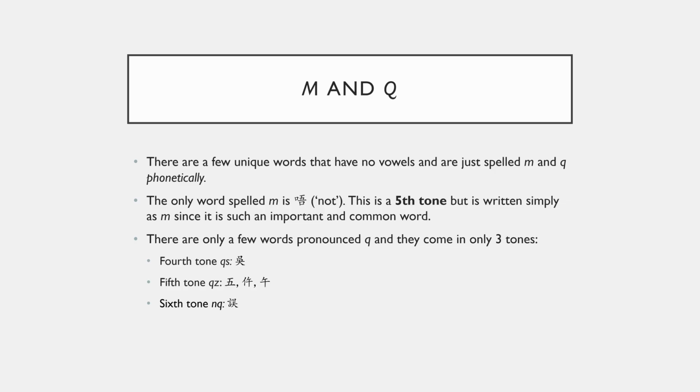So technically we could write it mz, but because this word is such a common word, it means not, you only need to write it as an m. Now on the other hand, the word spelled with the letter ng, this comes in different forms. There is a fourth tone, fifth tone, and sixth tone. And because it is a variation, you do have to spell the tones. So here are some examples. Fourth tone, fifth tone, there's a few of these, including the number 5, which is fairly common. And then the sixth tone, that's just spelled ngq using the normal sixth tone rules.